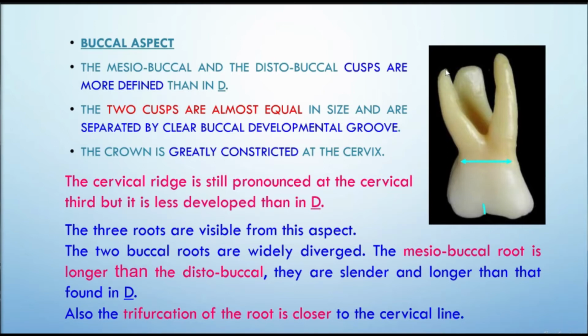They are slender and longer than that found in the D. If you compare the D and the D, they are very thin and long in comparison to the roots of the maxillary first deciduous molar. Also, the trifurcation of the root is closer to the cervical line. This is the trifurcation area. It's closer to the cervical line. So the neck is very small.